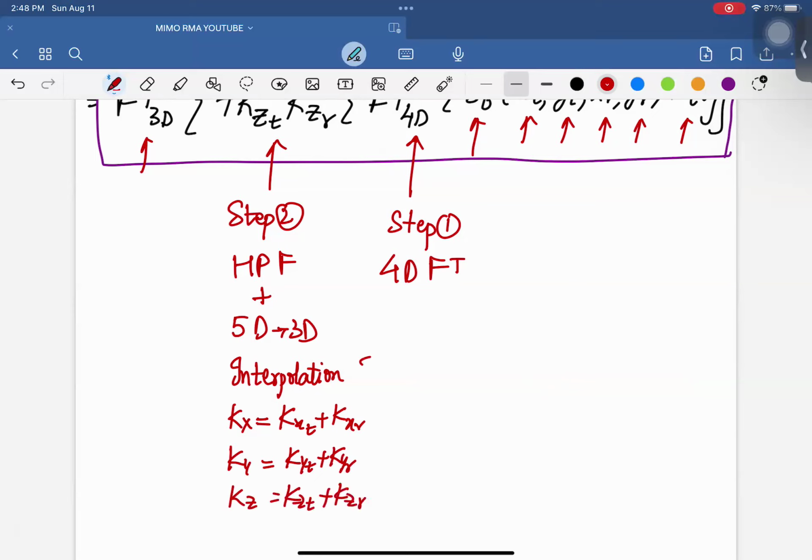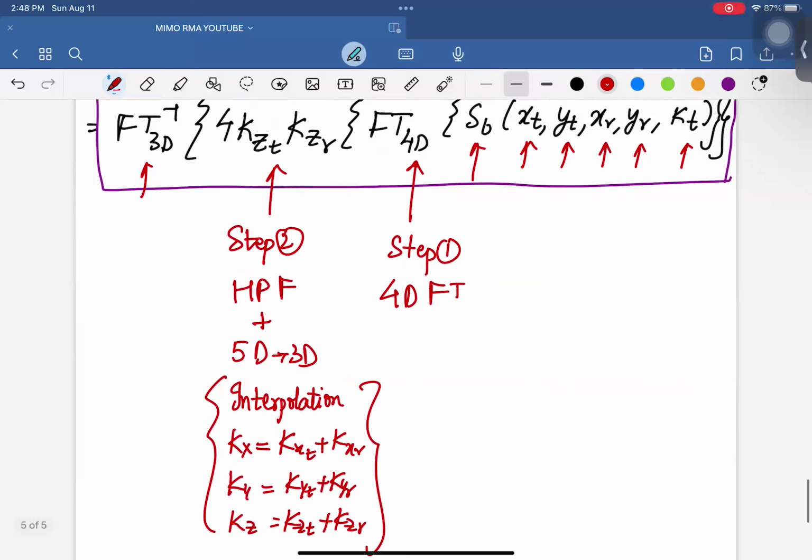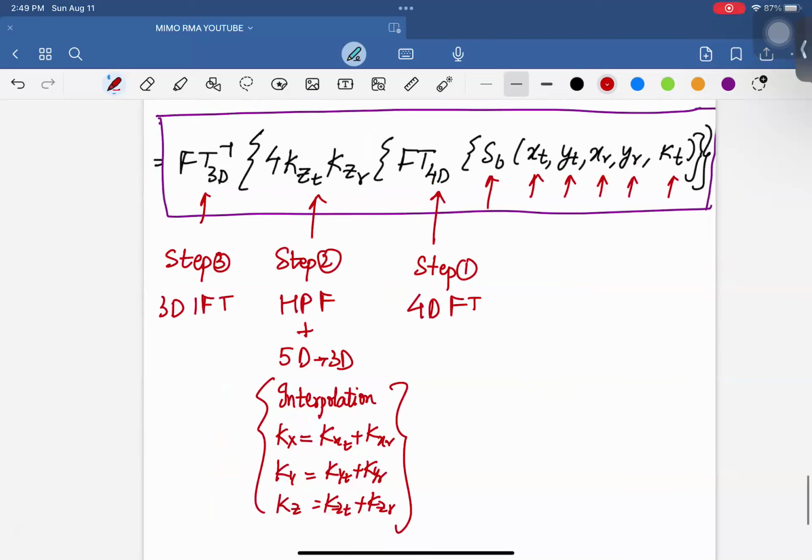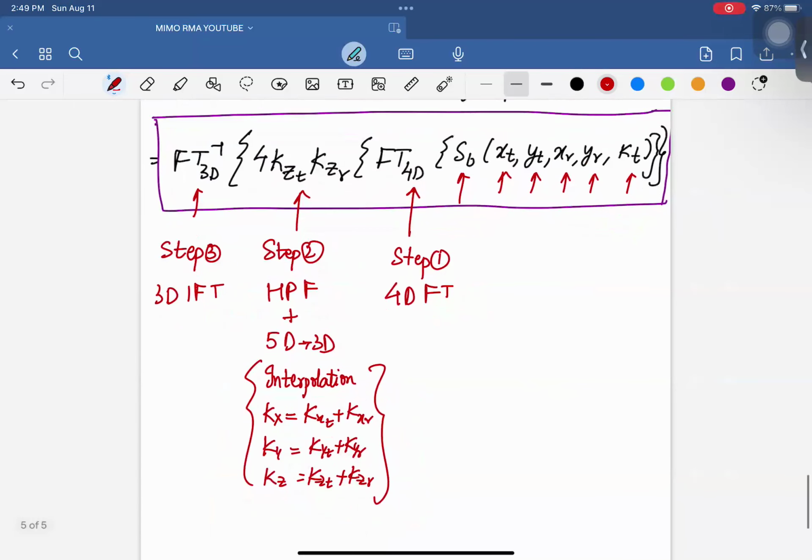So this interpolation actually is non-trivial. It's a little bit tricky. You need to make sure you do it correctly. If this is done correctly, then at the end we can take the last step. Step 3 is a 3D inverse Fourier transform. Okay, so that's pretty much it. This is the range migration algorithm for MIMO radar. It's fairly straightforward if you understood how to do range migration for SAR. So a relatively shorter video, I suppose.